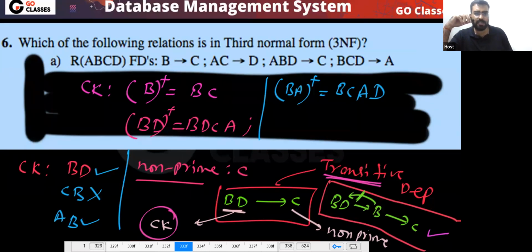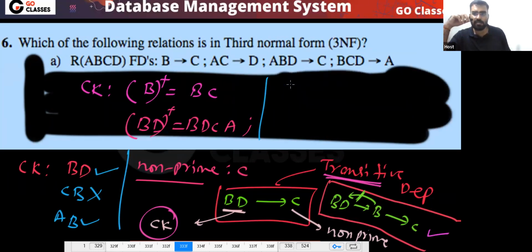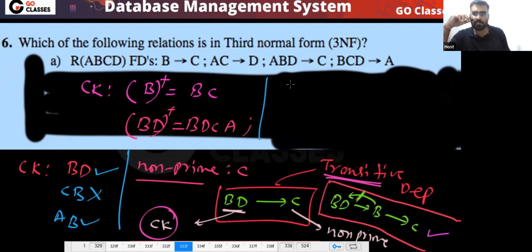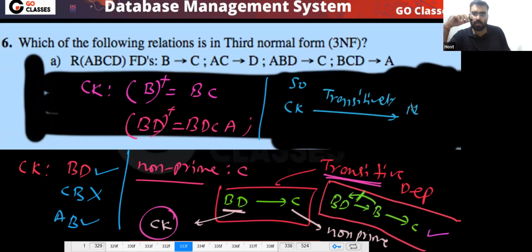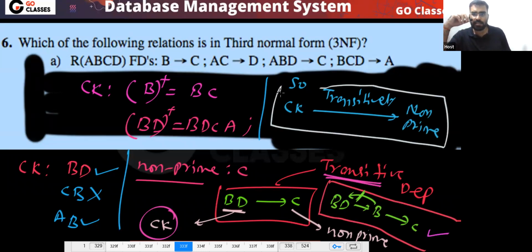Okay, so what is happening here? You can clearly see: the candidate key is transitively determining a non-prime attribute, and hence this is a problem. So not 3NF. Okay, so this is quite easy.